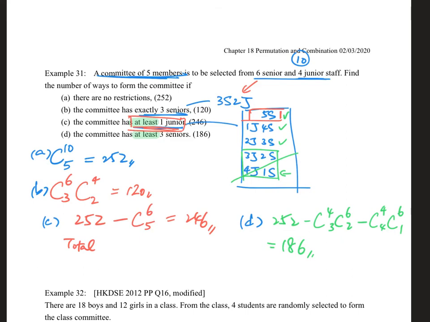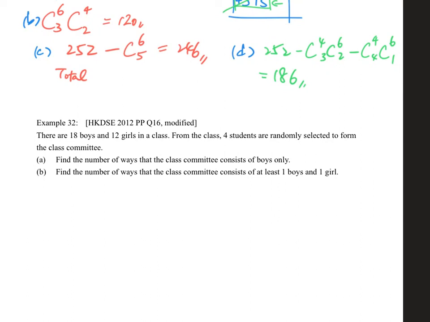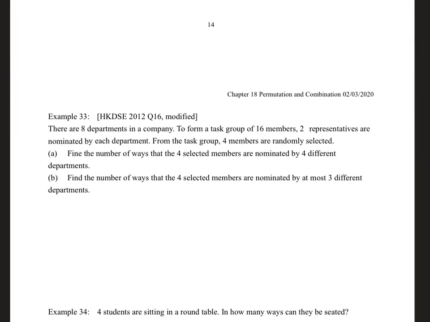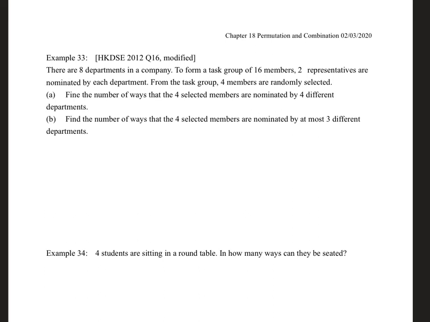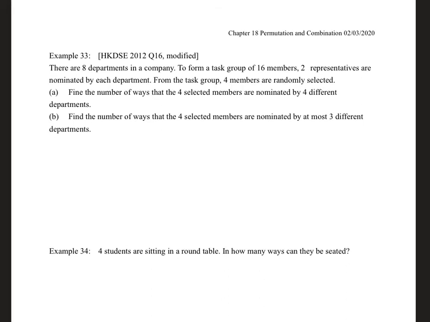Example 32 will be an example in a past paper, which looks like example 31 a lot. I will leave it for you. And then next we take a look at example 33, which is a question very similar to, okay, let me check. I think it's quite similar to example 30 when we talk about the 3 couples. So let's take a look at this question.